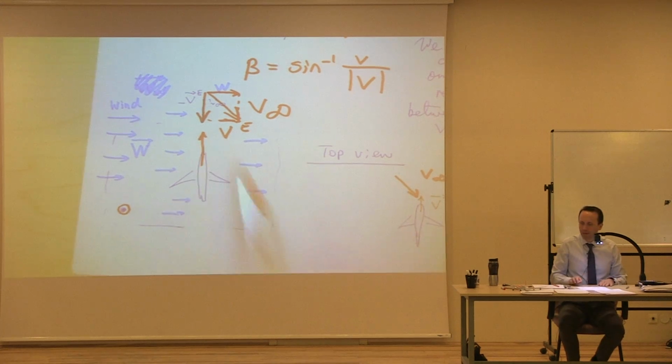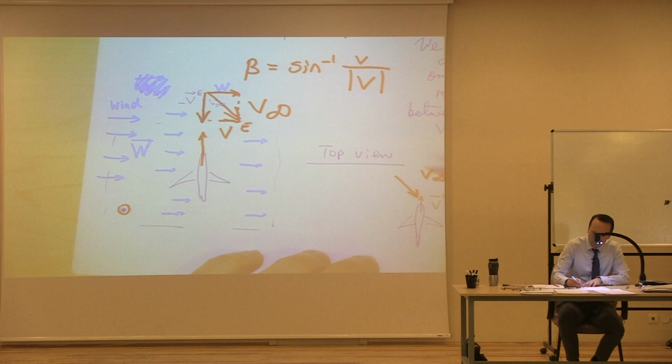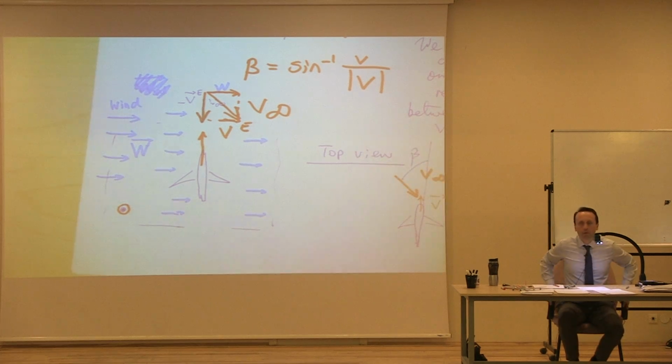So the airplane is flying straight forward. Does it have a side slip? Of course it does. That is your side slip. It's a negative side slip, of course.